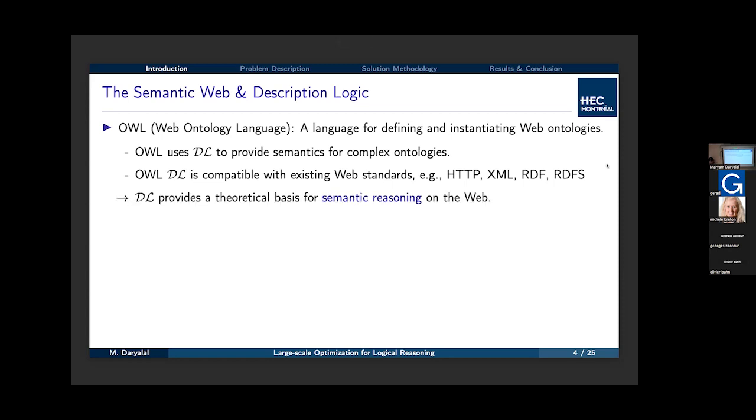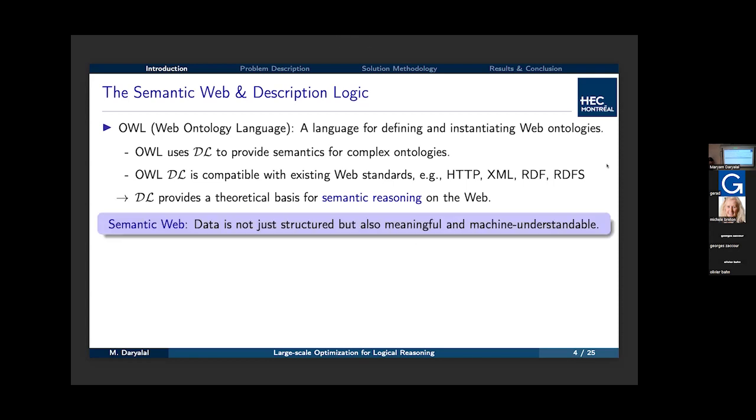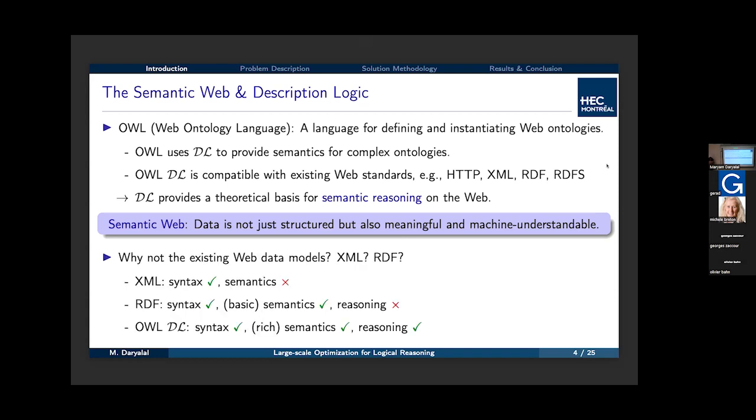Okay, and then description logic gives us the theoretical foundation for reasoning about these ontologies. In a semantic web, the ideal is that we have data that is not just structured, like in an XML file, but also meaningful for humans and machines, and machine readable. So why not just use the data models that we already have, like XML, RDF?